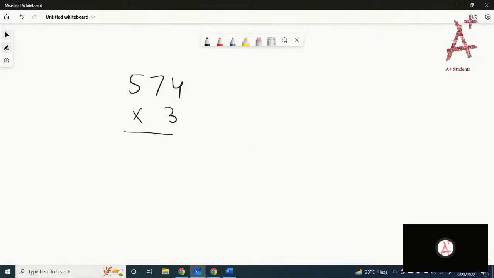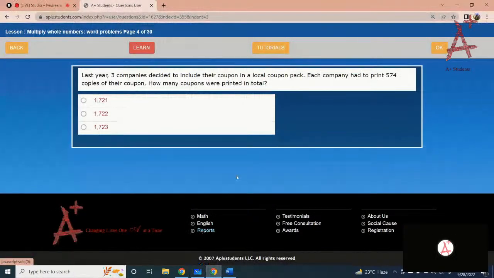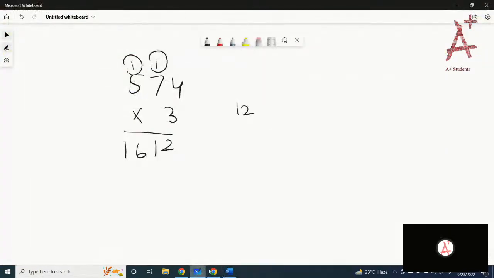So start multiplying from the ones digit. 3 times 4 is 12. Write the ones digit over here, carry the tens. 3 times 7 is 21, and 1 is 22. Write the 2 here and carry the next tens digit. 3 times 5 is 15 and add 2, that is 17. So it's 1722. That means in total 574 times 3.